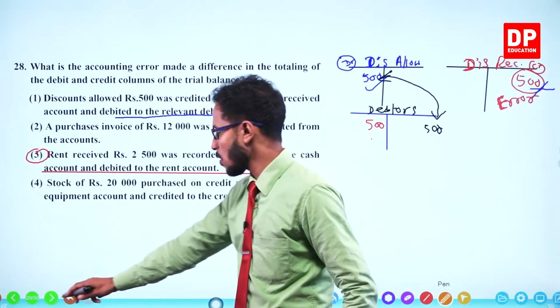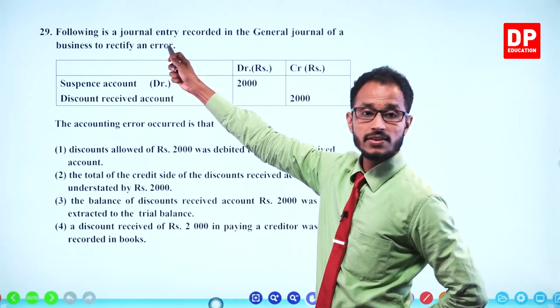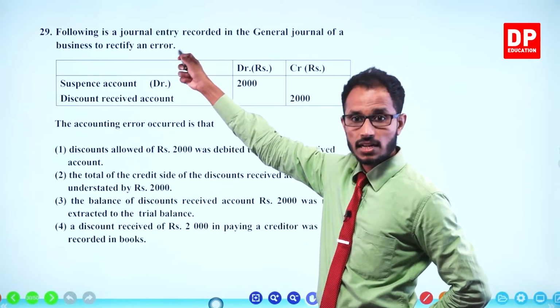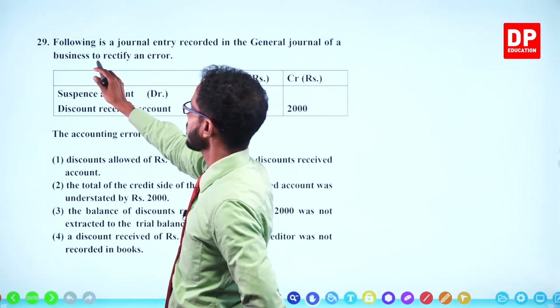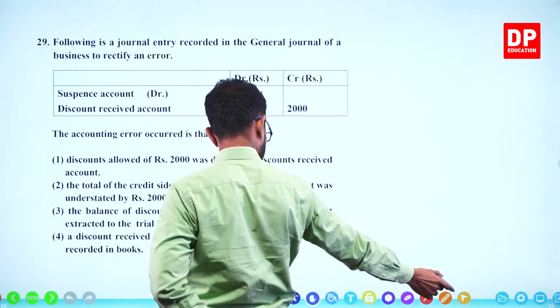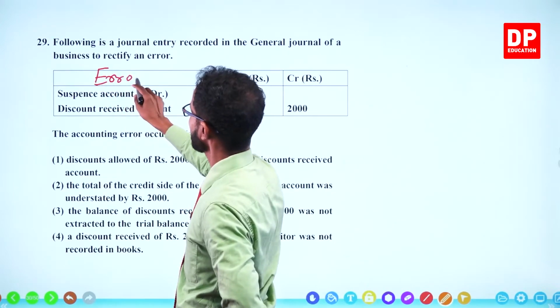Next question. 29th. Following is a journal entry recorded in the general journal of a business to rectify an error. This is a journal entry which corrected an error. This journal entry. Okay, this is an error correction.